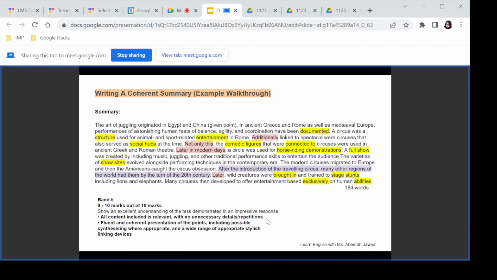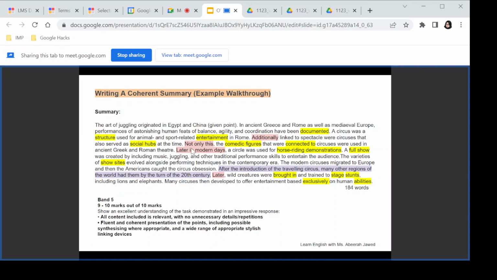Yes or no? It is from the mark scheme. Fluent and coherent, we can see the complete flow, nothing is off the task. Even the use of dependent clauses in complex sentences gives a very good flow to your sentences, in addition to the variance in sentence structure. Coming to the other part, it includes possible synthesizing where appropriate. So instead of writing in names of the regions, I've said many other regions had them by the 20th century. So it is basically the synthesis that's given to the student, to the audience, and a wide range of appropriate stylish linking devices.